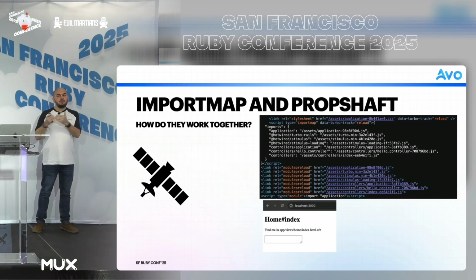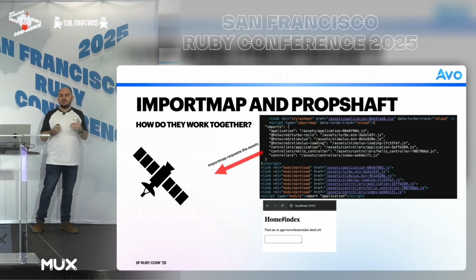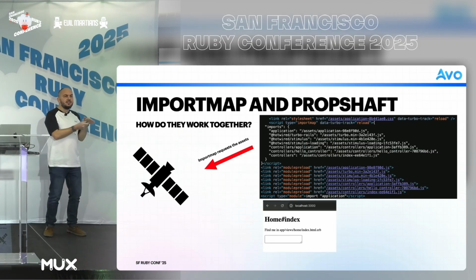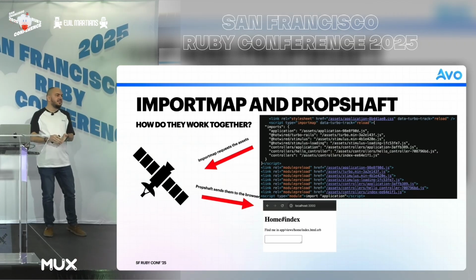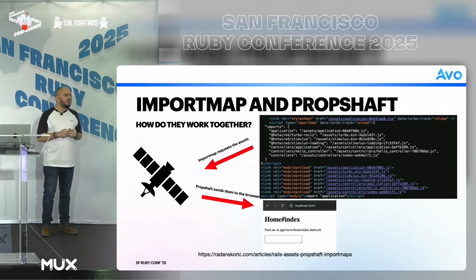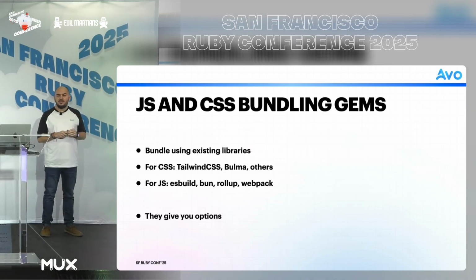If you're wondering how import maps works with Propshaft, it's actually really easy. Import maps requests files from the server, and Propshaft delivers them. Radan Skoric has a nice article about it, so if you want to see more, you can check out his article.